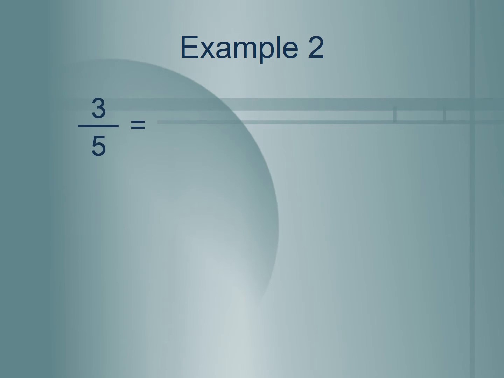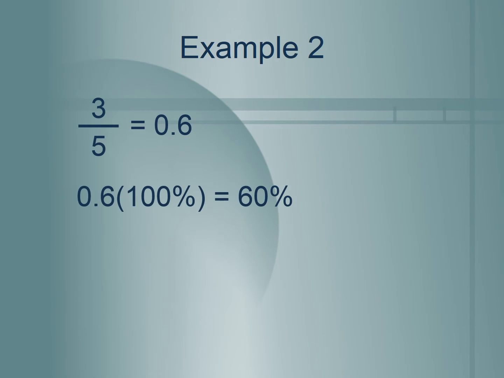So let's say we have 3/5. So 3/5 is a fraction. What we would want to do is make that a decimal by doing 3 divided by 5, which is the decimal 0.6. If we want to make it a percent, we're going to multiply by 100 or move our decimal 2 places to the right. And when we do that, 0.6 times 100%, notice how we now have our percent symbol, we get 60%.